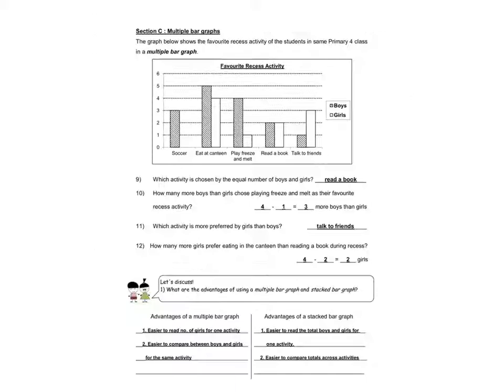Now let's go on to the multiple bar graph. Multiple bar graph is quite simple. It's similar to the stack bar graph, but as you can see, it looks very different from the stack bar graph or the singular bar. They break the boys and girls into two separate bars like this. Boys are on this side, girls are on this side. The end result is the same, but you see one bar for boys and one bar for girls.